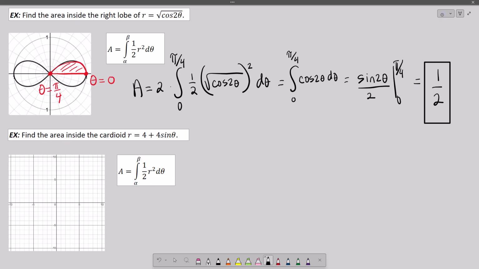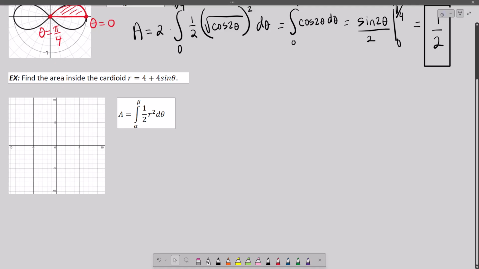That shape, obviously it's the infinity shape. They call it the lemniscate, depending on where you are. Figure 8. That's the area. No pi. All right. Cardioid.